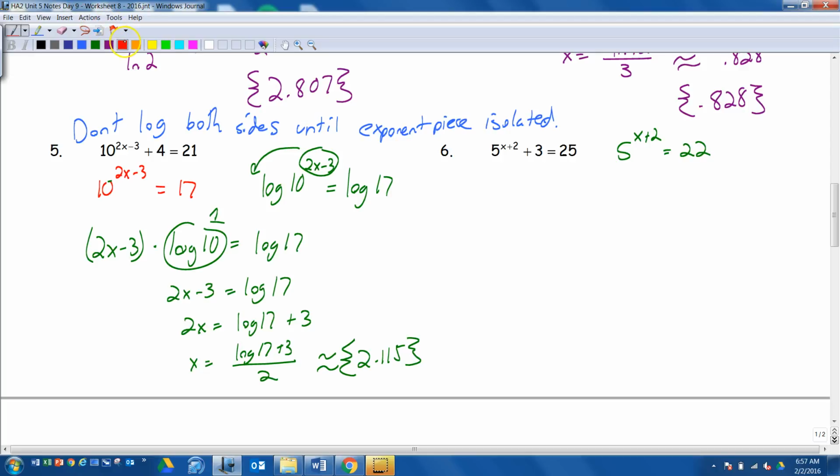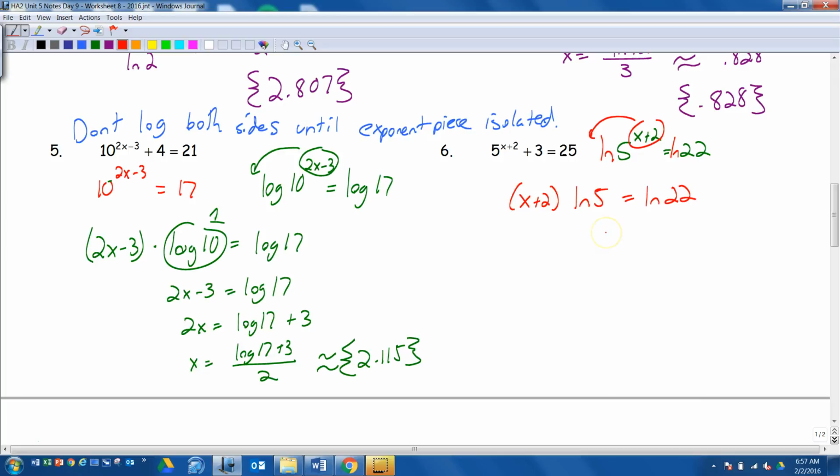Here it doesn't matter which log base you use because we have a 5 here. Again, you only want to use natural log or log because of the buttons in the calculator. So I'm going to use ln. So then this comes down in front. So I have x plus 2 times the natural log of 5 equals the natural log of 22.